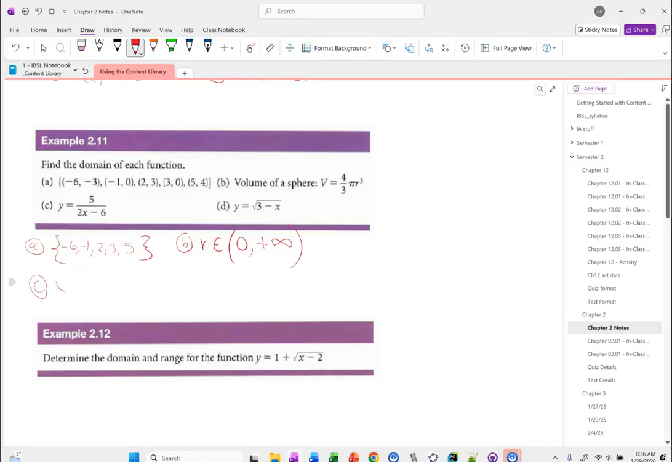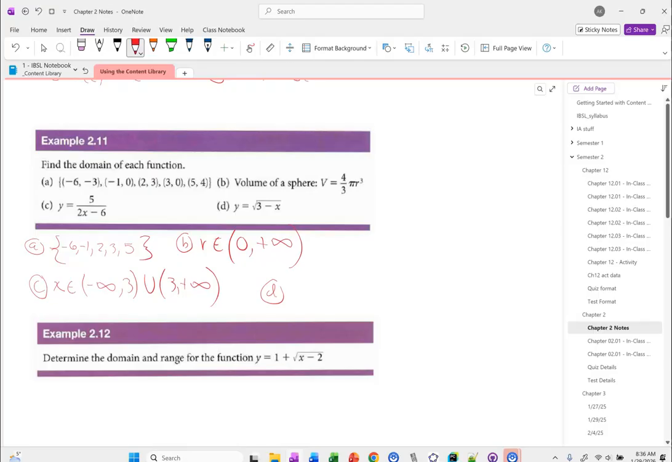How do I write that as a set? Or using interval notation, how do I write that? Everything except for 3. Negative infinity up to 3, union 3 to positive infinity, making sure I use parentheses as opposed to brackets, because the 3 is not included, and the infinities are never included, because infinity is not actually a number.